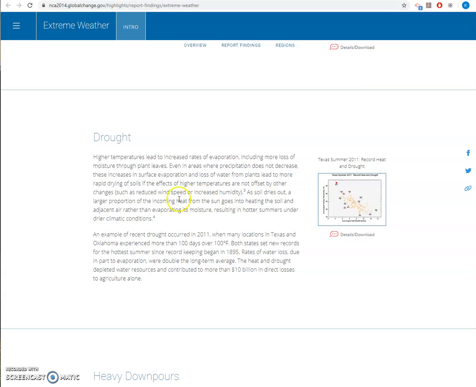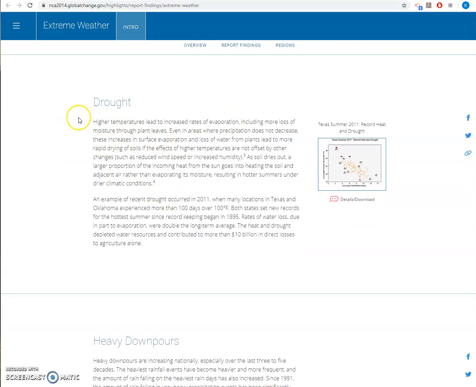Drought, right? Drought's when it's really dry. This tells you that higher temperatures increase evaporation, so there's going to be less moisture on the ground, and that can be bad. So that's bad for your soil. It's bad for things growing. It's not great for us either if we need water. So hotter summers, drier conditions when there's more of that.